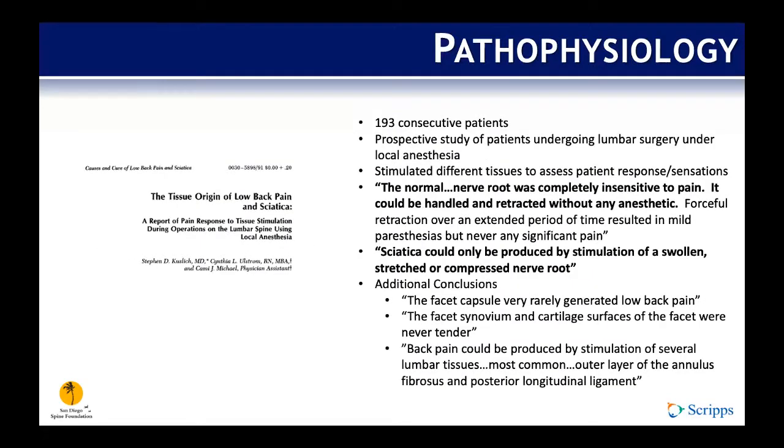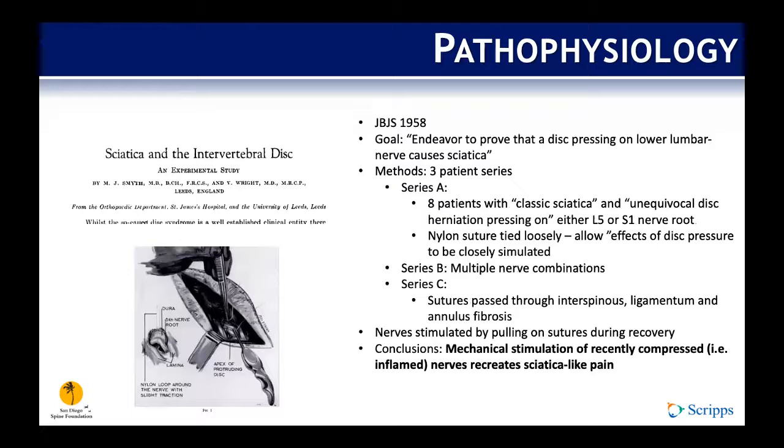And getting back to this local anesthetic study, looking this time at human patients, in addition to showing that the normal nerve root was insensitive to pain, they also noted that sciatica could only be produced by stimulation of the swollen, stretched, or compressed nerve root.